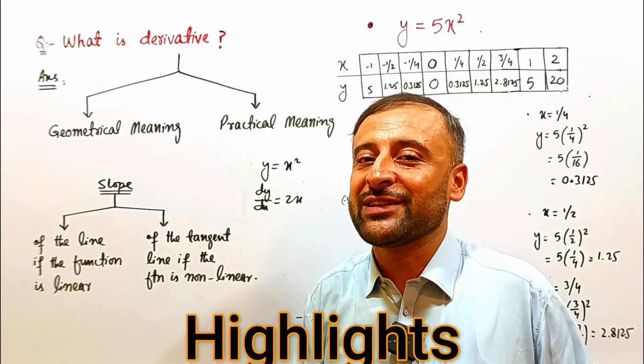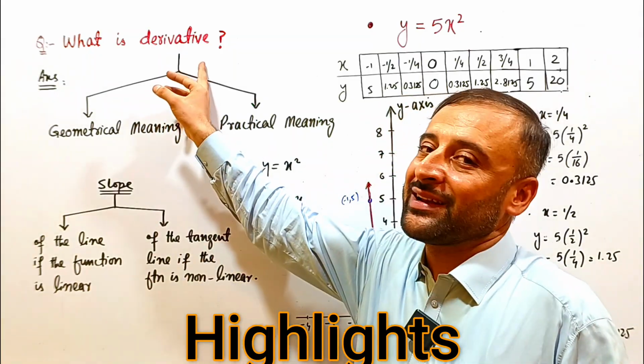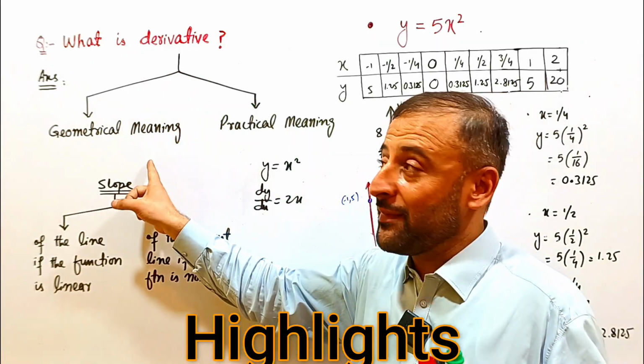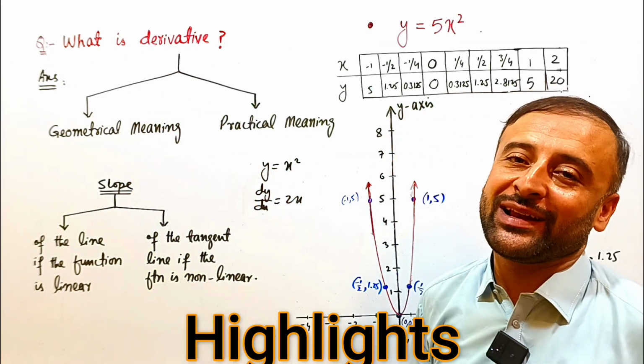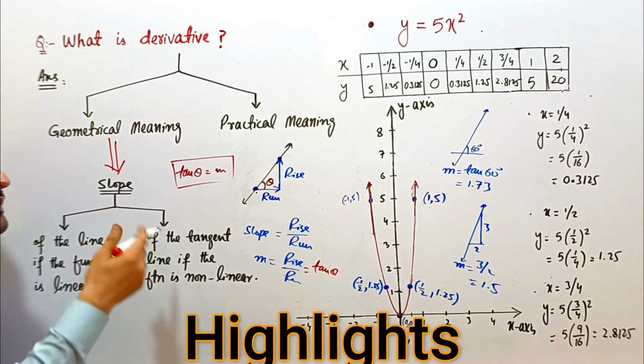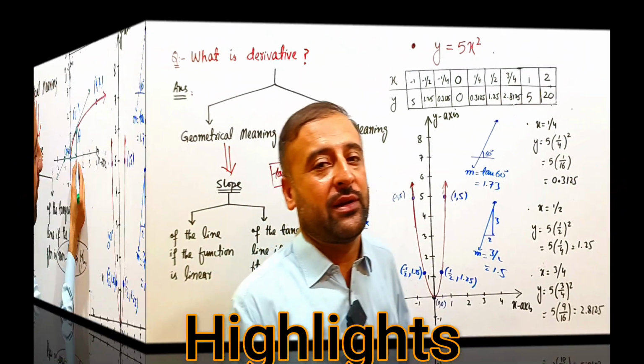After watching this lecture, your concept about this thing derivative will be fully cleared. You will know the geometrical meaning as well as the practical meaning. Geometrical meaning means slope. Then slope of what?